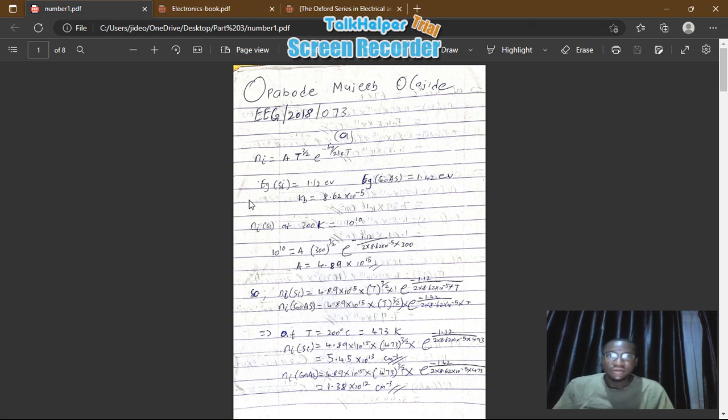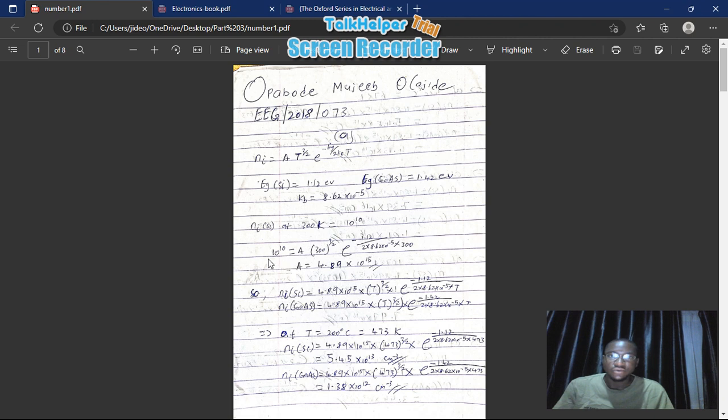Moving on, we know that the band gap of silicon is 1.12 electron volts, while that of gallium arsenide is 1.42. Our Boltzmann constant is 8.62 times 10 to the power of negative 5. And as you already know from our early class, the intrinsic carrier concentration for silicon at 300 Kelvin, which is room temperature, is 10 to the power of 10.